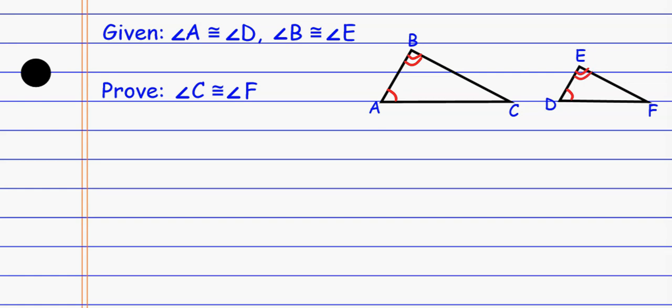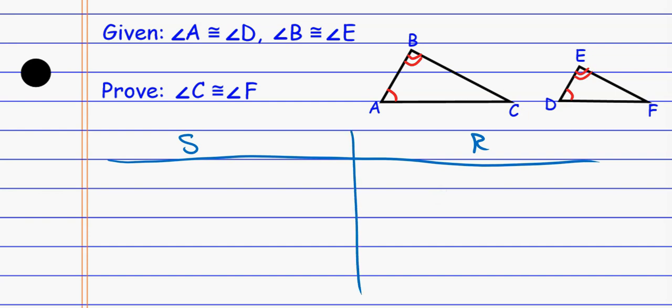And the thing I want to prove is that C is congruent to F. I've got two pairs of these angles that are already congruent. I want to show that the third set are also congruent. So I'm going to do a two-column proof here, statements and reasons. And I'm going to start with my given like I always do.